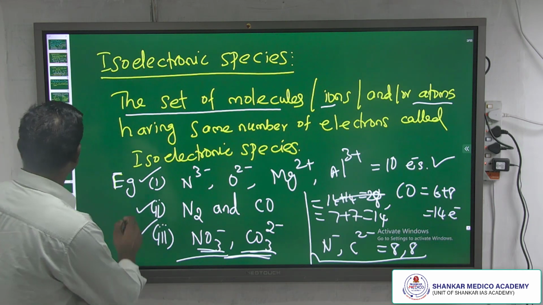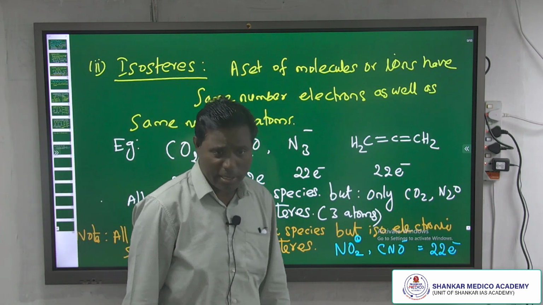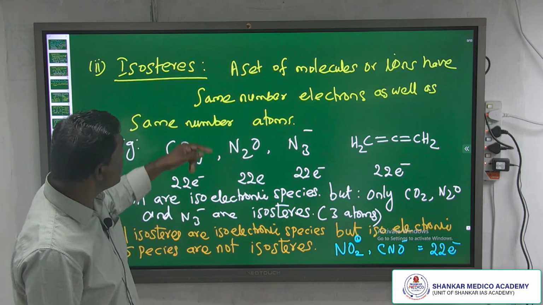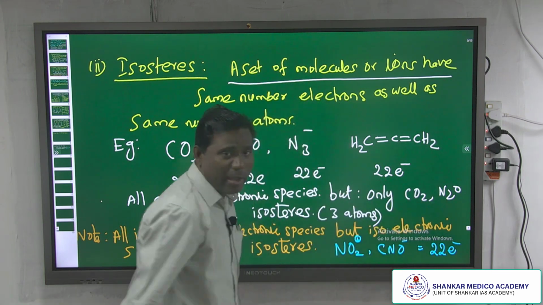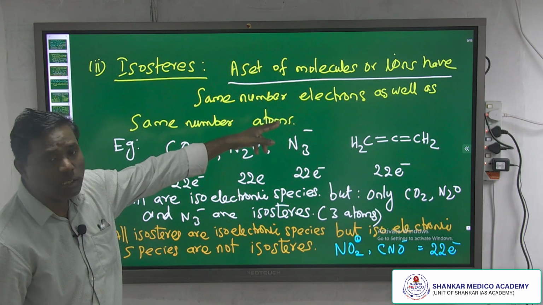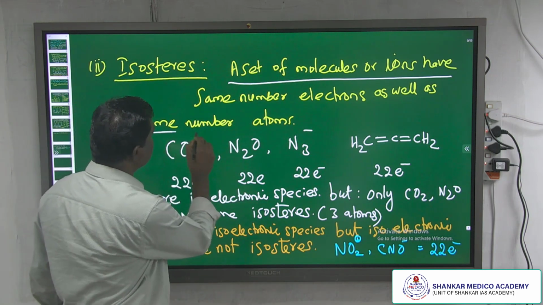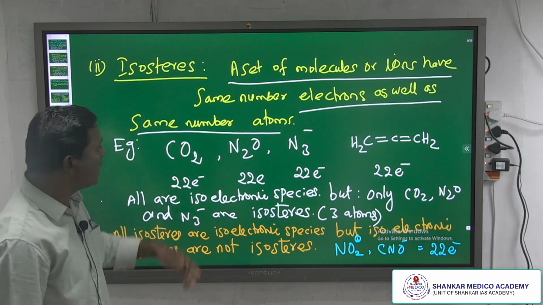Okay, this is a very simple definition, and we can go to isosteres. Isosteres is another set, a set of molecules or ions that have the same number of electrons as well as the same number of atoms. This is the simplest definition, so anyone can easily understand that.